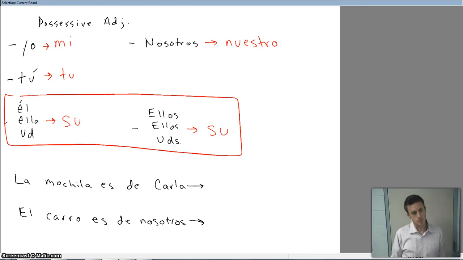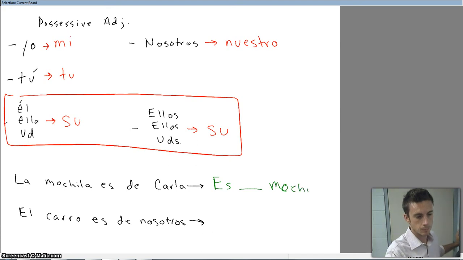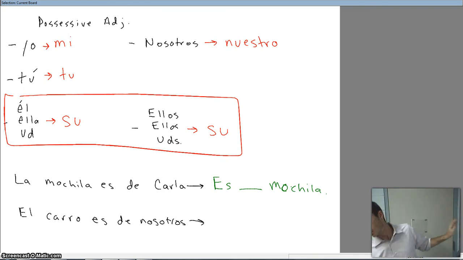So I've got two sentences down here to start the example. La mochila es de Carla. The book bag is of Carla. Well, we would change that if we want to say it's her book bag. How would we do it? Es for it is. We're talking about the one book bag. Es, what's going to be our possessive adjective that goes in that blank to say it's her mochila? What possessive adjective will we put in that blank? You are correct if you said su.